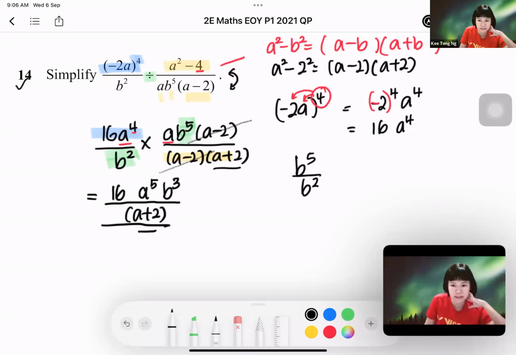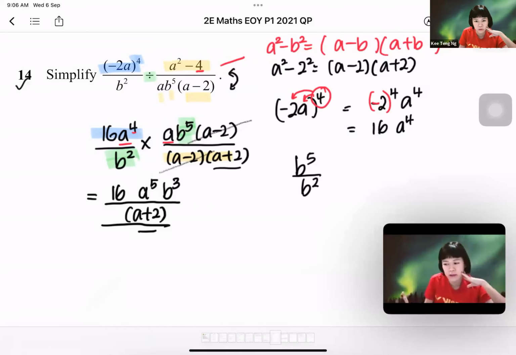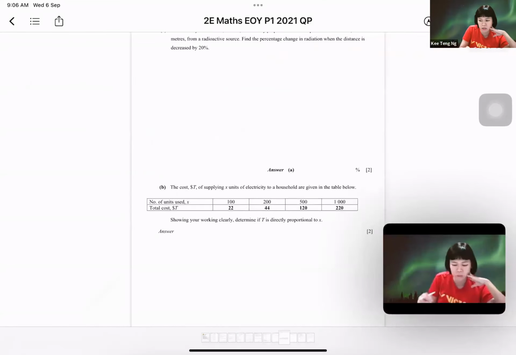Have you gotten the answer? Okay. Should be okay, right? This question? Okay, then I'm going to go on to the next page already. Today a short day. Okay, next page.